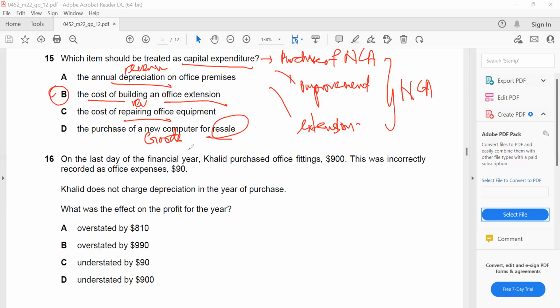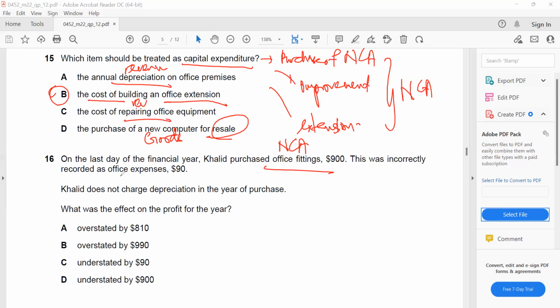On the last day of the financial year, Khalid purchased office fitting 900. This was incorrectly recorded as office expenses. Office fitting is a non-current asset. Khalid does not charge depreciation in the year of purchase. What was the effect on the profit for the year?